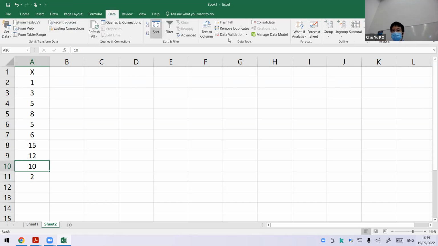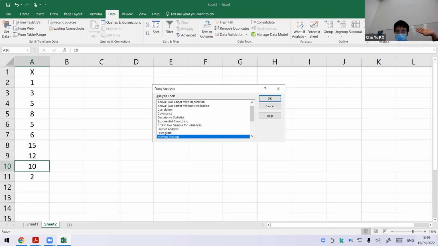That is what we call data analysis. Go to Data, at the end, Data Analysis, and you click it. And then you choose descriptive statistics.